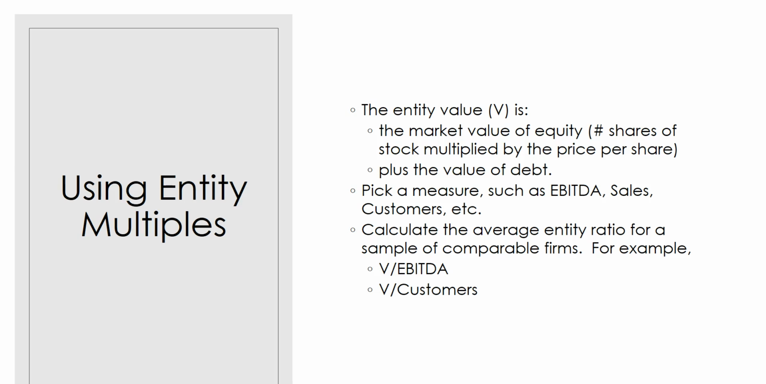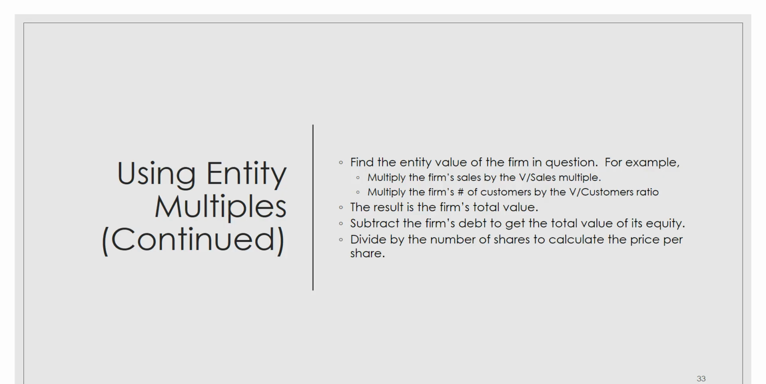So an example would be you would take that entity value that you calculated, the market value of equity plus the value of debt, and divide it by whatever measure you have chosen. You would then find the entity value for the firm that you're looking at. So you would take your company's market value of equity plus the value of debt, and divide it by whatever measure you chose. So if you had chosen sales, it would be the entity value divided by sales times your company's sales.